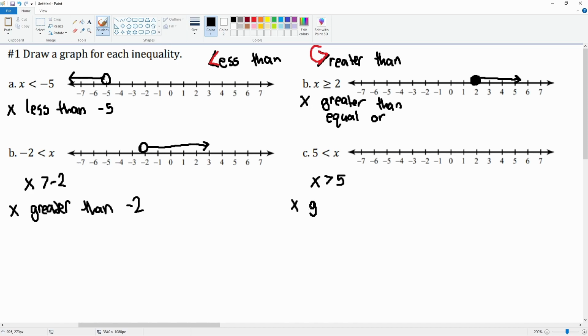X is greater than 5. That means it's an open circle on 5 and goes all the way to the right. So that is how you graph inequalities.